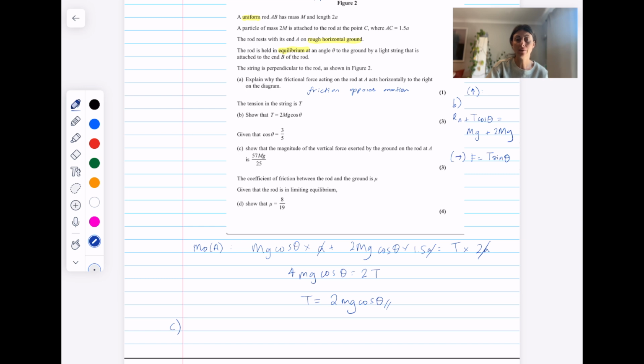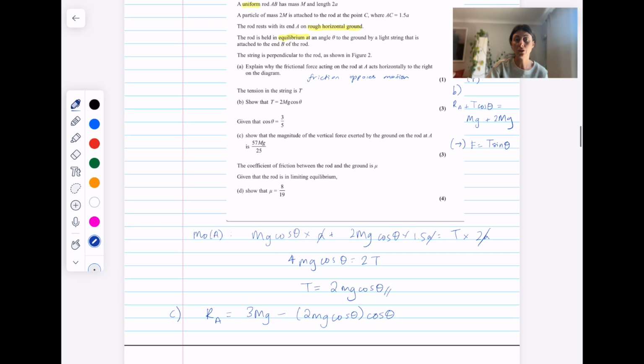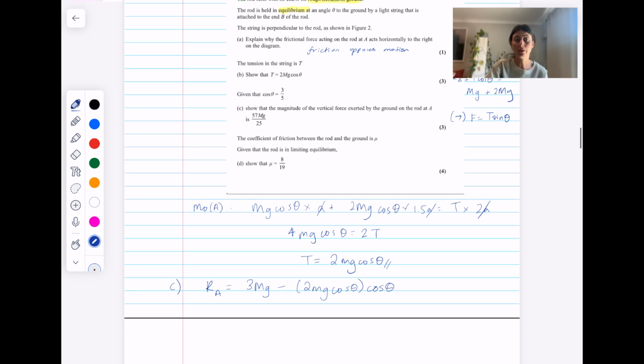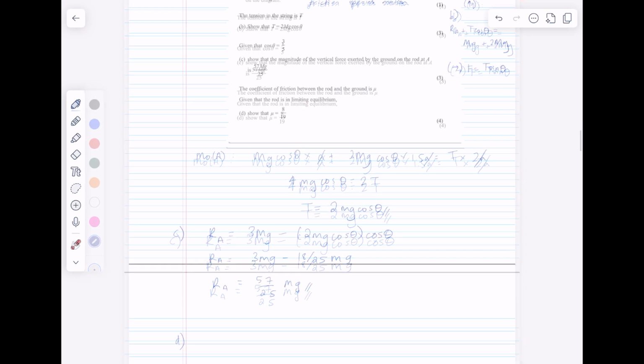RA we already have in an equation from resolving vertically. So hopefully I can just use this and substitute out T with what we just found in part A. Here I have added the mg's together and substituted in T. Now, cos theta we know equals 3 over 5, and our answer is allowed to be in terms of mg.